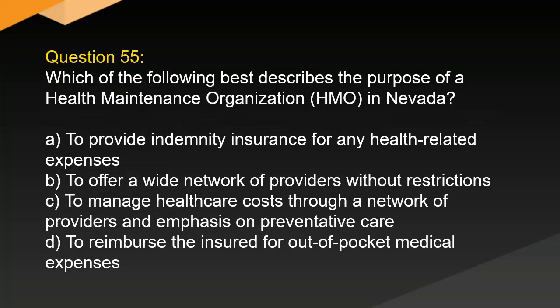Question 55. Which of the following best describes the purpose of a health maintenance organization, HMO, in Nevada? A. To provide indemnity insurance for any health-related expenses. B. To offer a wide network of providers without restrictions. C. To manage healthcare costs through a network of providers and emphasis on preventative care. D. To reimburse the insured for out-of-pocket medical expenses.